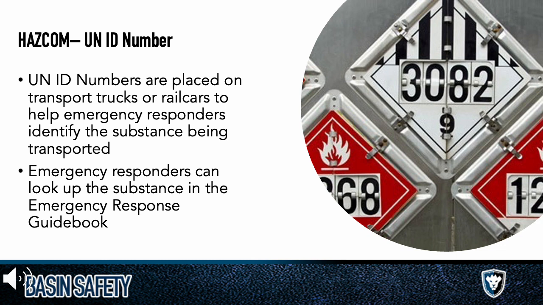We're going to talk a little bit about the UN ID number. The UN ID numbers are placed on transport trucks or rail cars to help emergency responders identify the substance being transported. Emergency responders can look up the substance in the ERG, or the Emergency Response Guidebook, which we will talk about in the next slide.